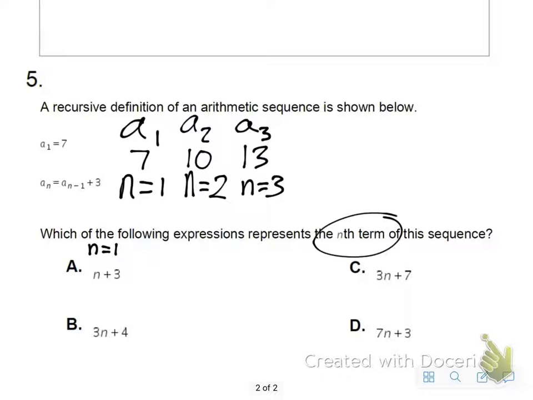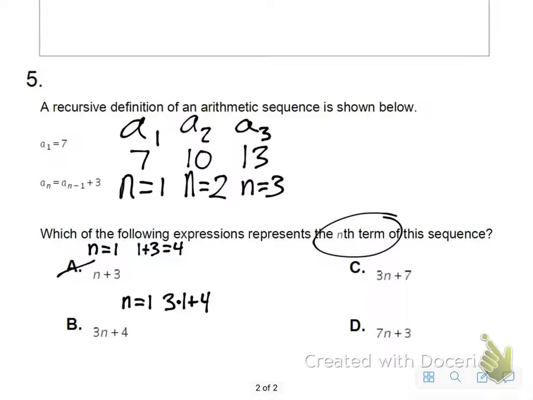Let's say n equals 1 and we are looking at the first option, answer choice A, n plus 3. When n equals 1, you plug 1 into n right there, so you will have 1 plus 3, which equals 4. But now ask yourself, was 4 the first term of the sequence? No, it was not. The first term of the sequence was 7. So this is not the correct answer choice.